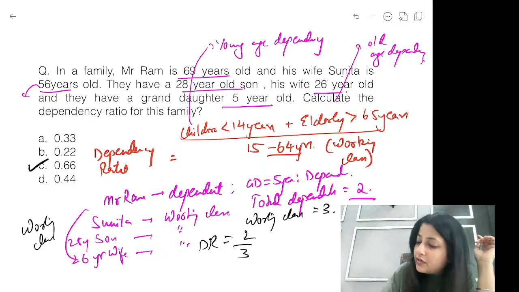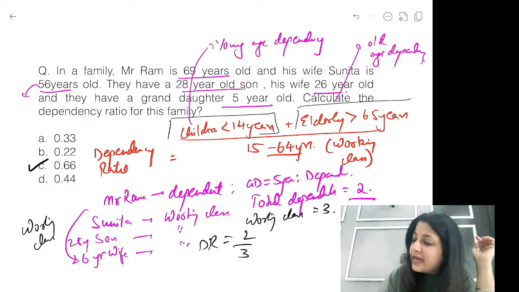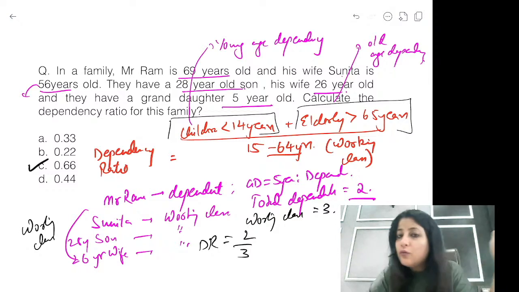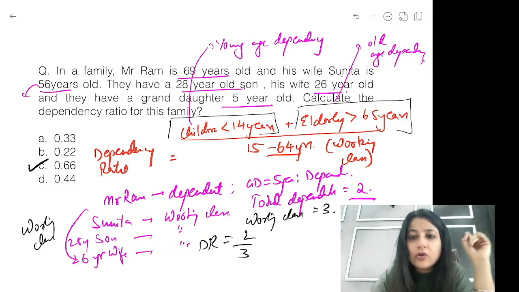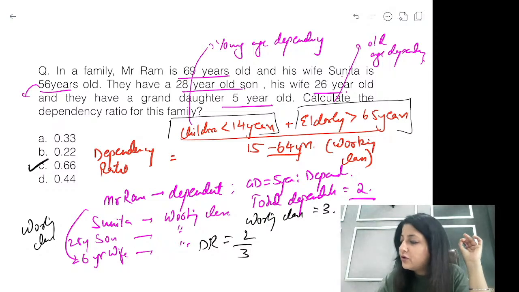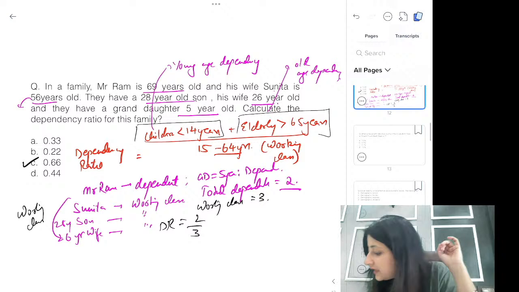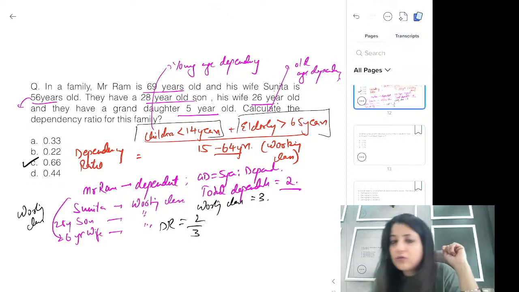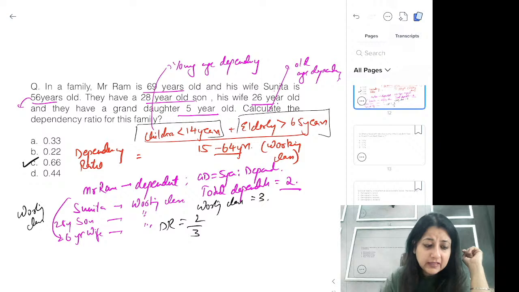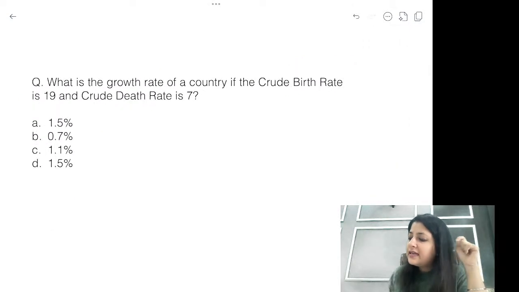How will you figure out the dependents? Children below 14 years, elderly beyond 65 years. And what do you need to figure out along with that? The working class. Who is the working class? Between 15 to 64 years. Thumbs up everybody if you got this dependency ratio question correct. Then I'm going to move to the next question. Quickly tell me, got it correct everybody? Let's see this one.